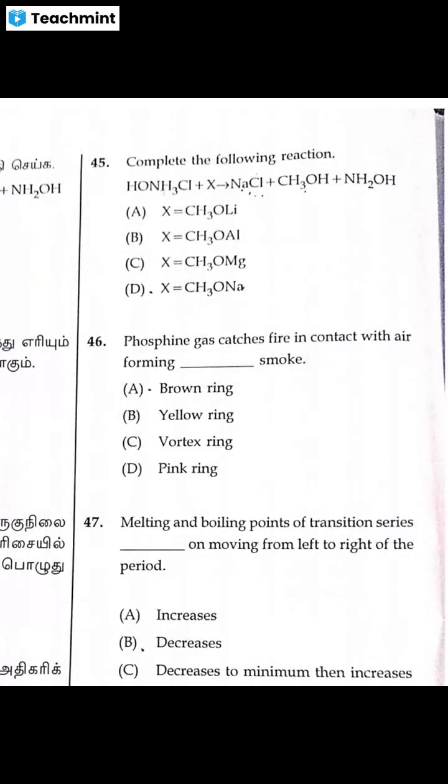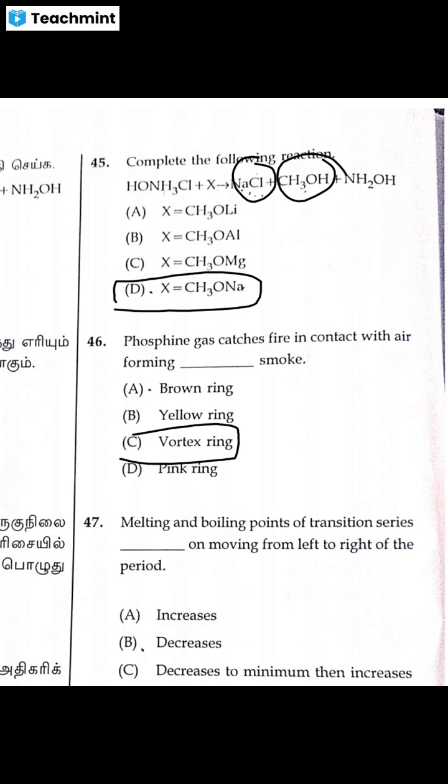In the equation, from the products, we get one of the products as alcohol, one of the products as sodium chloride, and definitely my X component is CH3ONa. Option D. And paraffin catches fire in contact with air, forming vortex smoke. The vortex ring is formed like this, like the smoke ring, that is the vortex ring smoke formed.